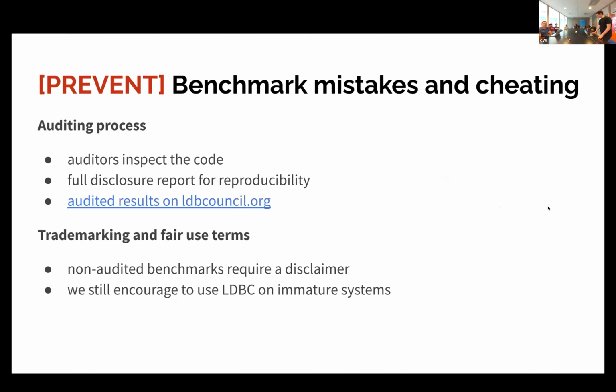The next step in preventing misuse is to try to avoid benchmarking mistakes and also cheating. The technique that we use to this is purely organizational in nature. We have an auditing process where we have a third-party auditor who inspects the code, reruns the benchmarks, and then writes up a full disclosure report for reproducibility. We have audited results on ldbcouncil.org. It seems that companies are now interested in getting their systems audited, which is great. And if they don't want to get audited, then of course they should not claim that they have audited results.